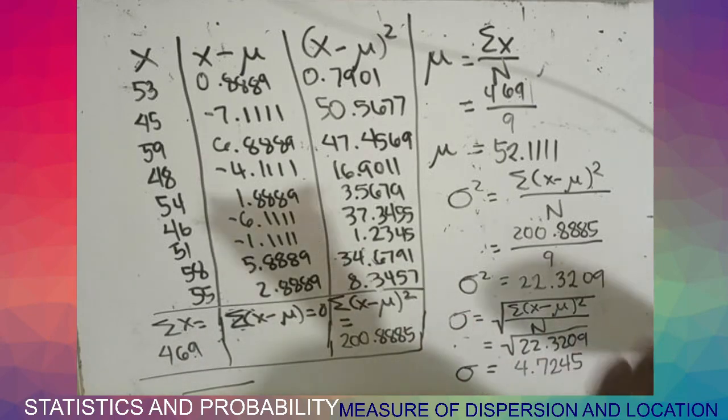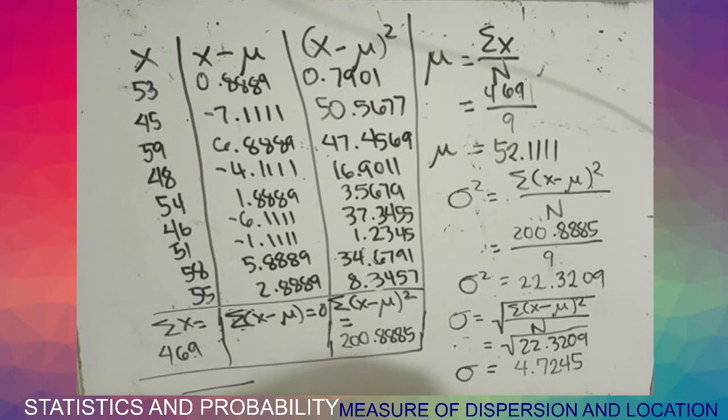So, nakuha na natin yung sa population variance and population standard deviation for ungrouped data. So, kung ikukumpara natin dun yan sa sample, standard deviation and variance for ungrouped data, so wala na tayong alternative formula. Okay?